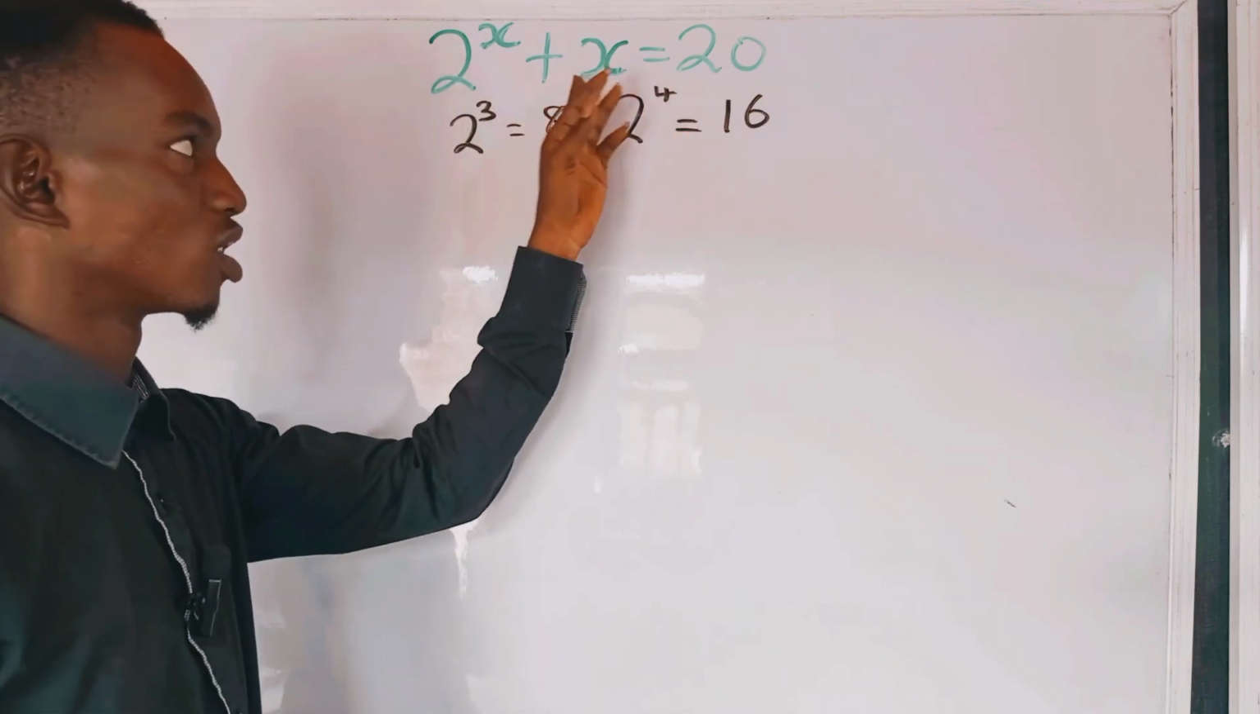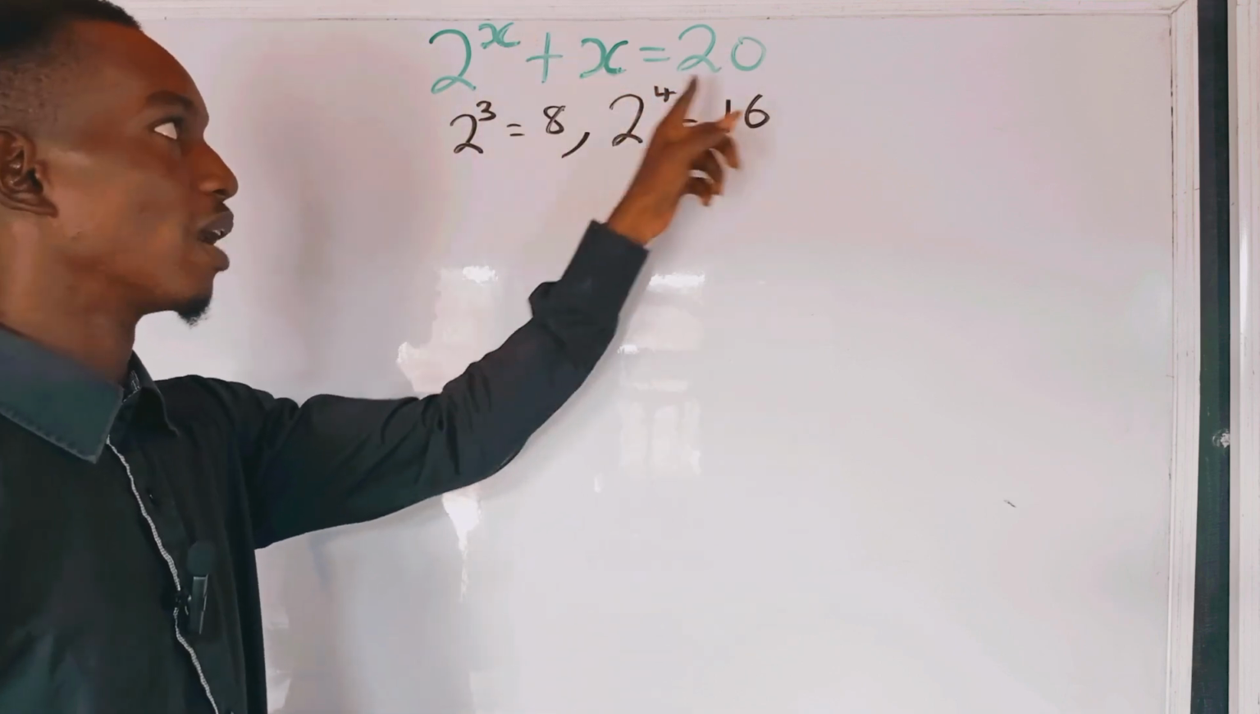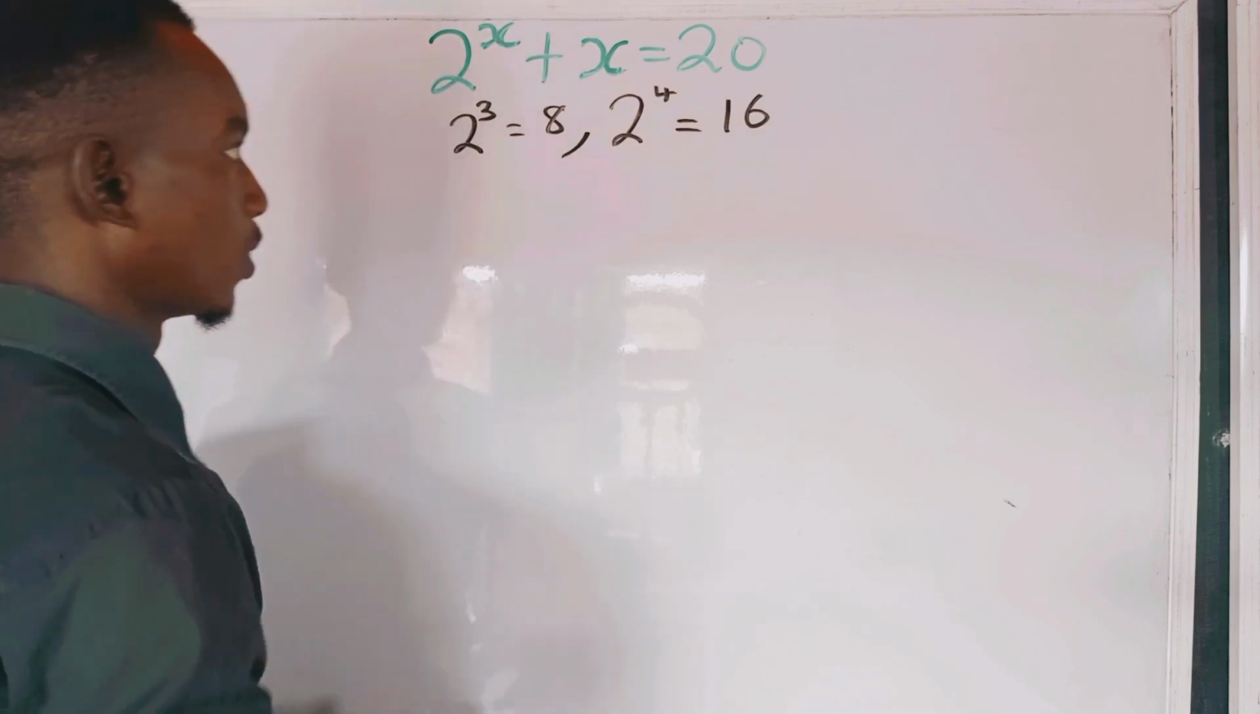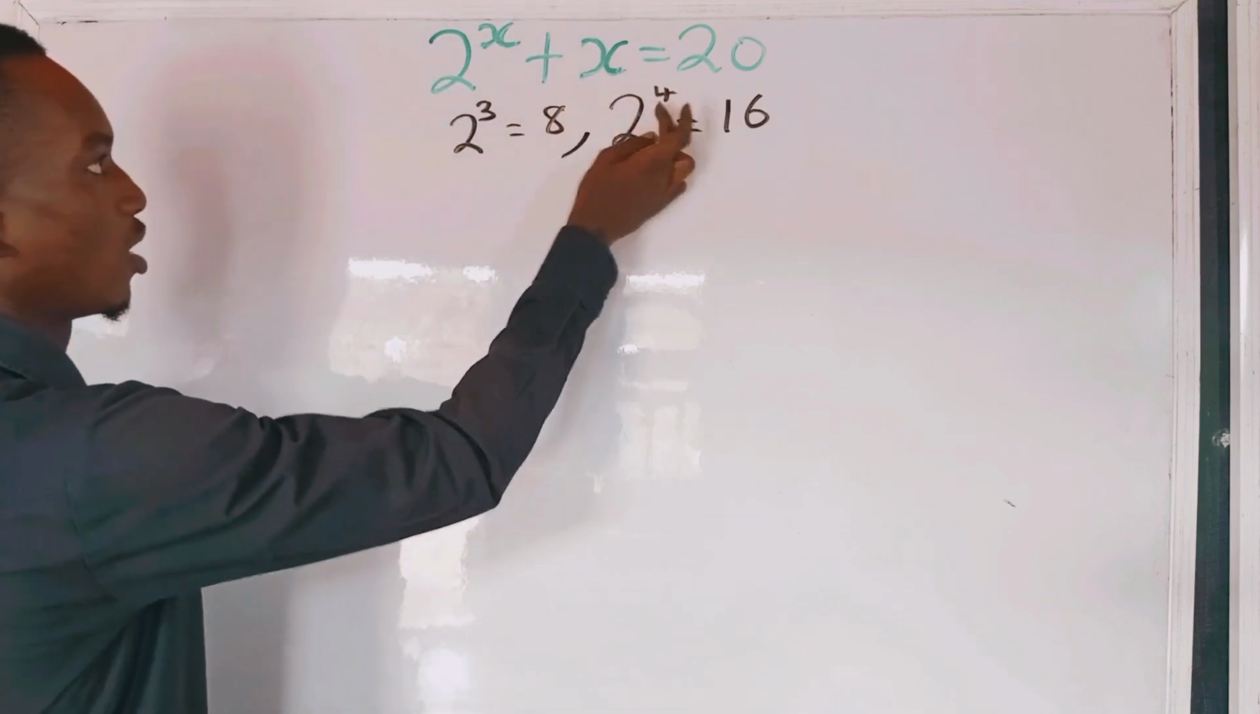Because 32 plus nothing can give us 20. Therefore x must be either 3 or 4. Now let us try for 3.